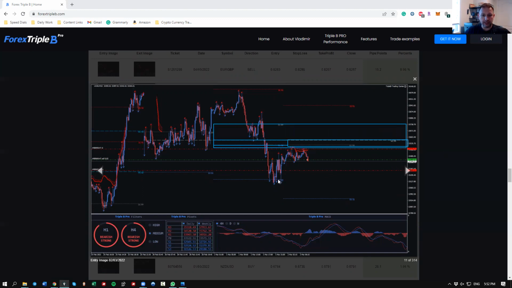And I know that if we come back to this area, I'll be looking for possible further continuation. The good part of the Triple B, and that's why I love to use this technique with Triple B, is because Triple B alerts me when these conditions meet.